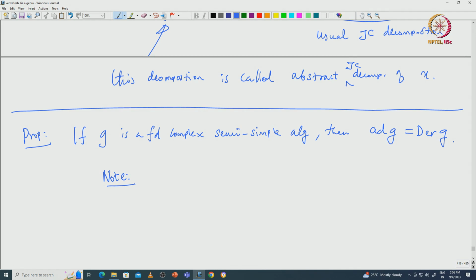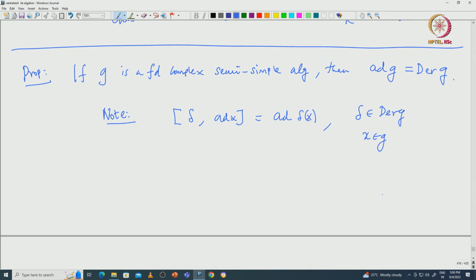So, this is the computation we already did. If we take the bracket of delta, comma, ad x, then what we get is just ad of delta of x, and this is true for any delta in Der(g) and x in g. This identity is something that I already checked. So, if you are not comfortable, you should check again.